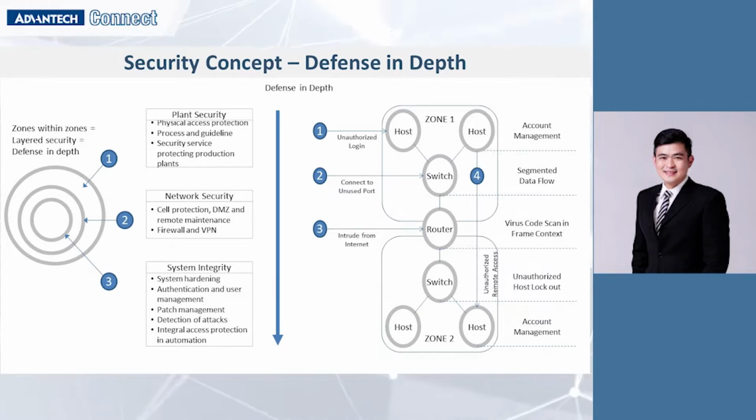The left side of the slide shows a room within room approach. The inner room is system level integrity, then network level security, and all covered under plant level security. The right hand side shows the approach to implement different measures on different components. You can implement account management on the host side. On the switch side, you can implement segmented data flows. So this slide shows two types of defense in depth approach, one from system level and one from component level.